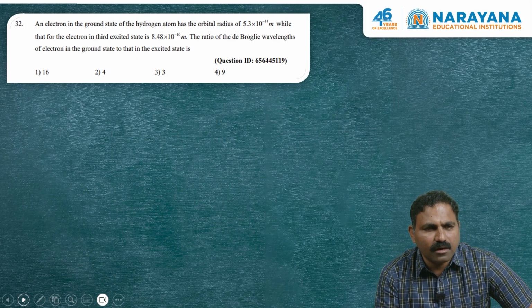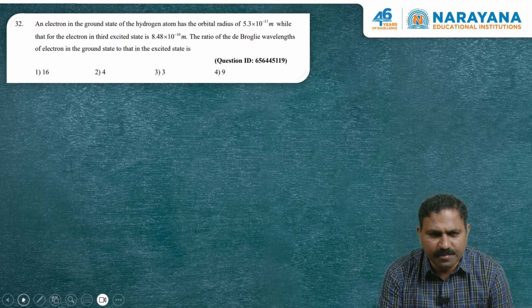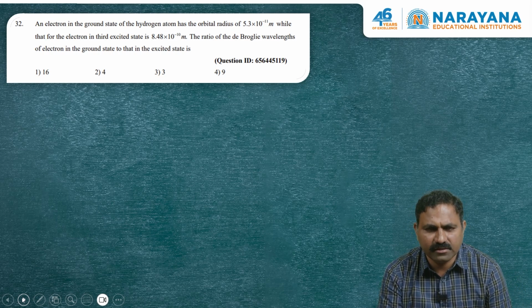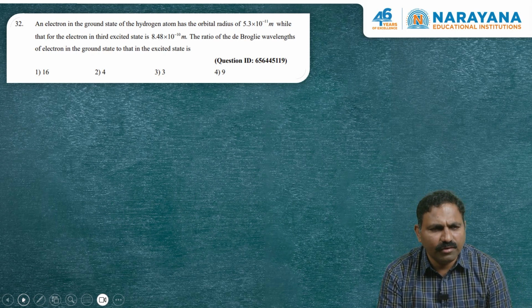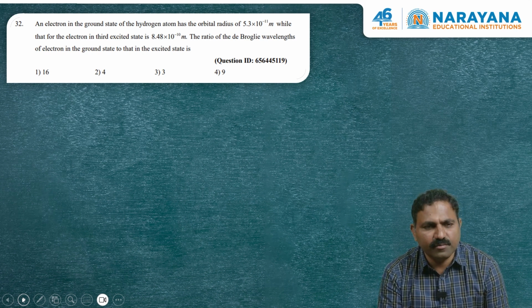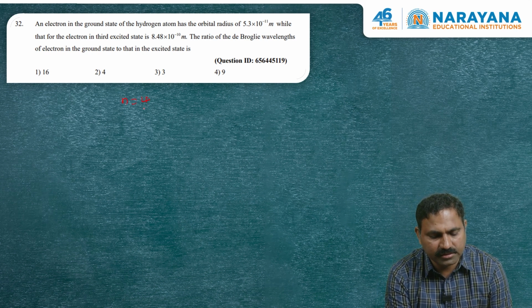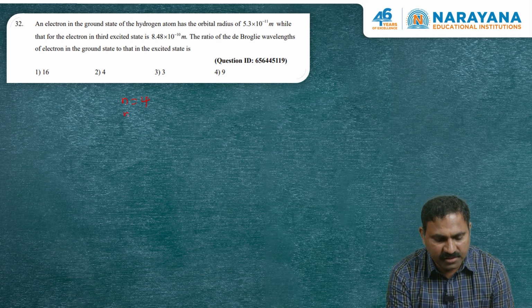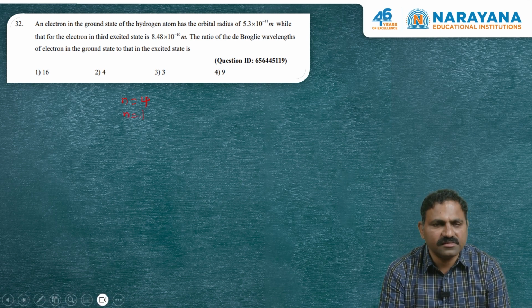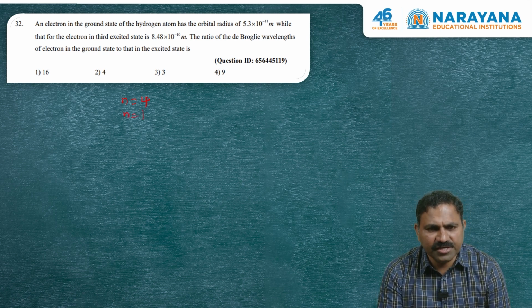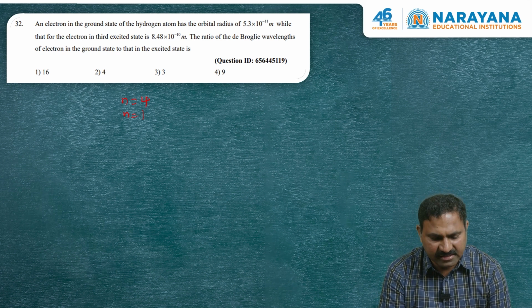An electron in the ground state of hydrogen atom has orbital radius of 5.3 into 10 power minus 11 meter, while that for the electron in the third excited state, third excited means here n equal to fourth state, ground state means n equal to 1, where n is principal quantum number. Ratio of de Broglie wavelengths of electron in the ground state to that in the excited state.